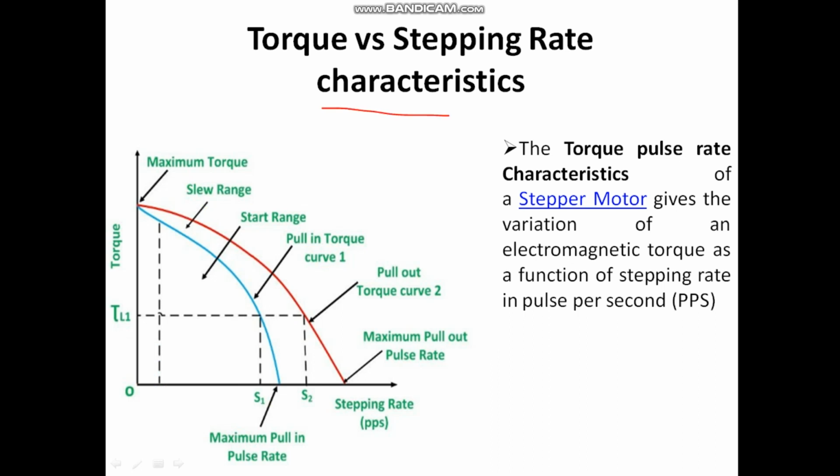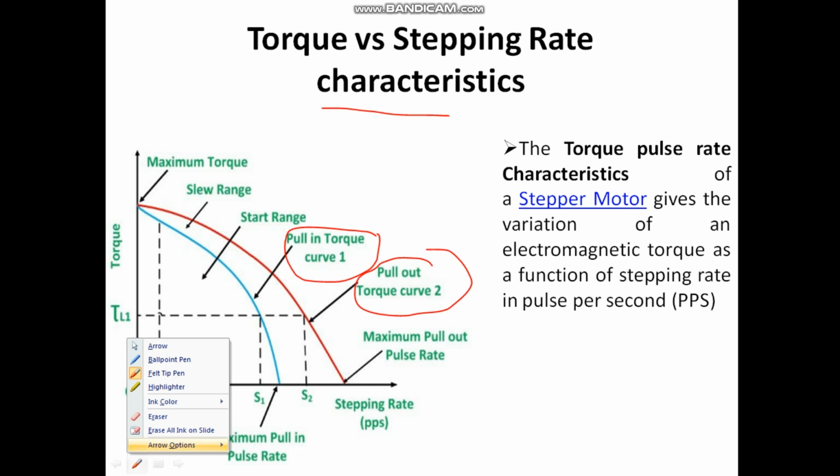Let me revise once again. When we plot the characteristics, there are two curves. The first curve is pull-in torque, where my motor can start, synchronize, stop or reverse. And curve 2 is my pull-out torque curve. It generally shows the maximum stepping rate of the motor.